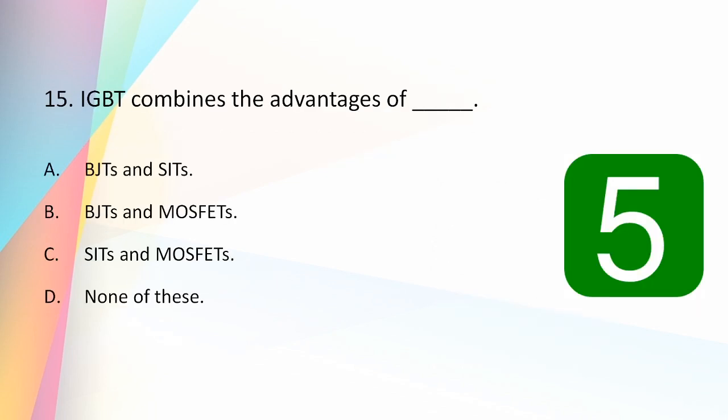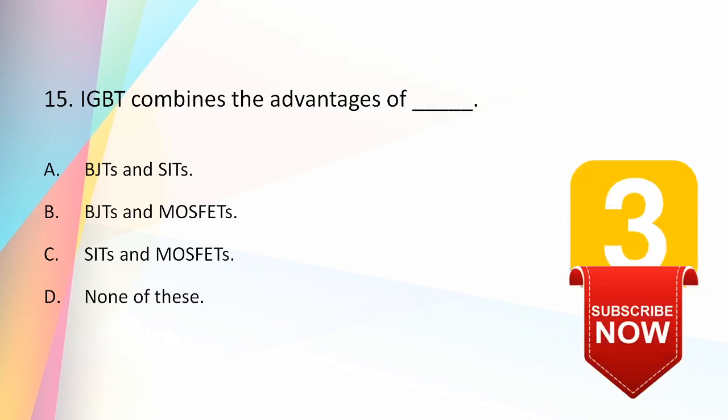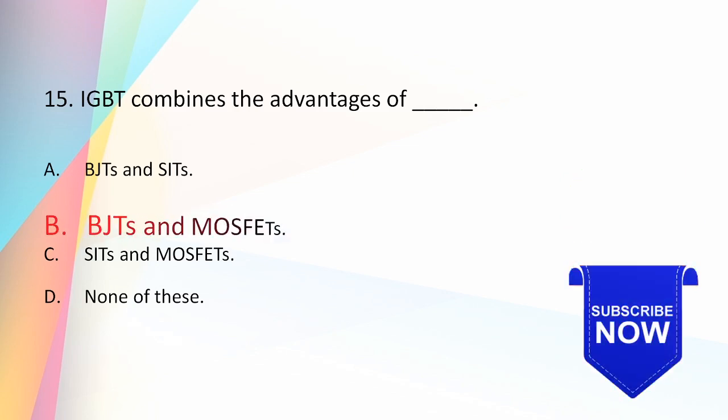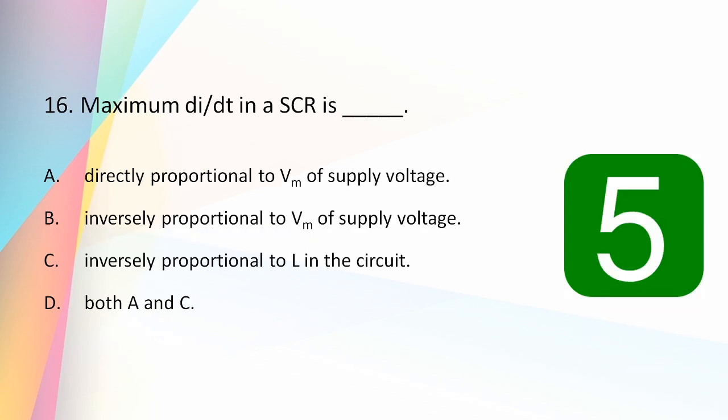IGBT combines the advantages of BJTs and SITs, BJTs and MOSFETs, SITs and MOSFETs, none of the above. And the answer is BJTs and MOSFETs. IGBT combines the advantages of BJTs and MOSFETs, and IGBT possesses high input impedance like a MOSFET and has a low on-state power loss as in the case of BJT.